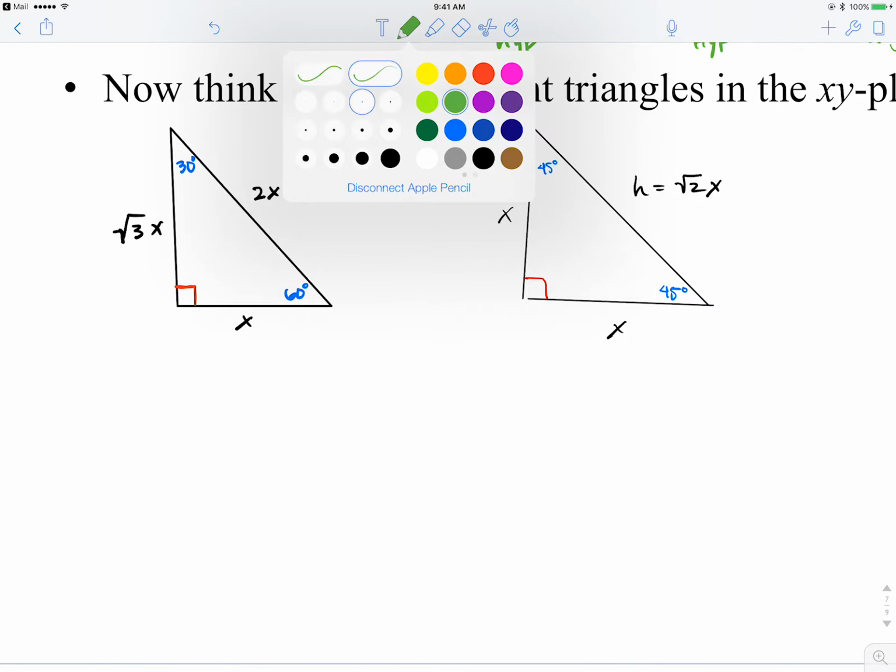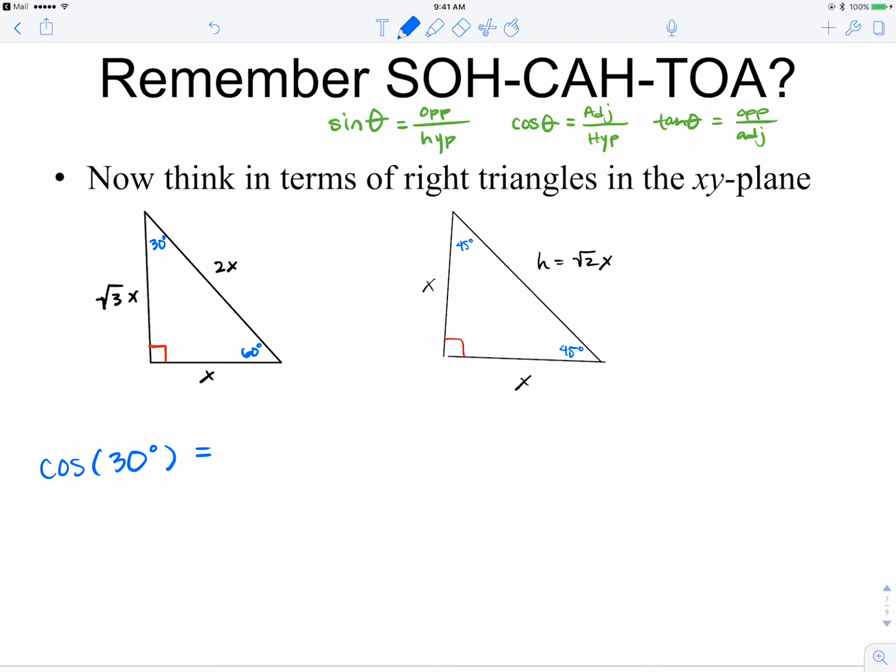So cosine is adjacent over hypotenuse. So I look at the side adjacent to 30 degrees, and that side length is root 3x. And then the hypotenuse is 2x. So it would be root 3x over 2x, where the x's would cancel. And we would just get root 3 over 2. Which is like the coordinate.